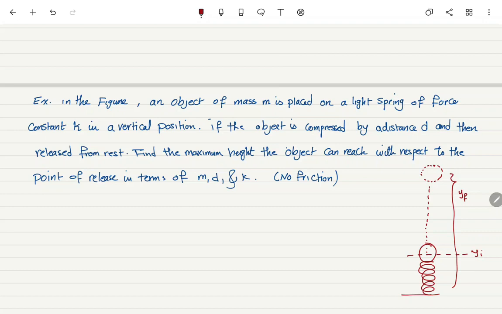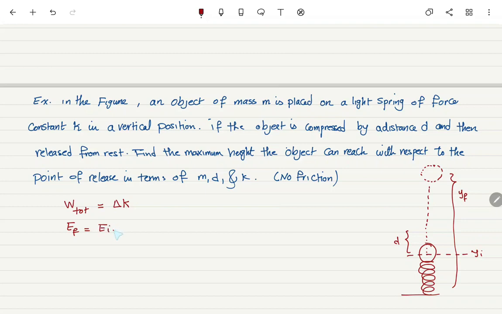In the figure, an object of mass m is placed on a light spring of force constant K in a vertical position, like in this one. If the object is compressed by a distance d and then released from rest, find the maximum height the object can reach with respect to the point of release in terms of m, d, and k, and consider there's no friction whatsoever. To solve this, let's again use the work energy theorem. Work total equals delta K. Now, there's no friction in this case and no external force, so we can use E final equals E initial.